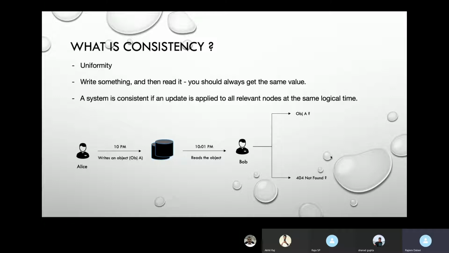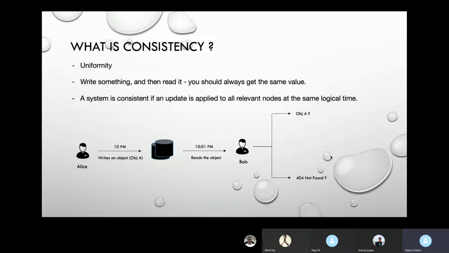So let's ask ourselves a question. Say for example, there is a user named Alice and he's writing an object A into a database, and he's doing that at 10 p.m. on a given day, right?